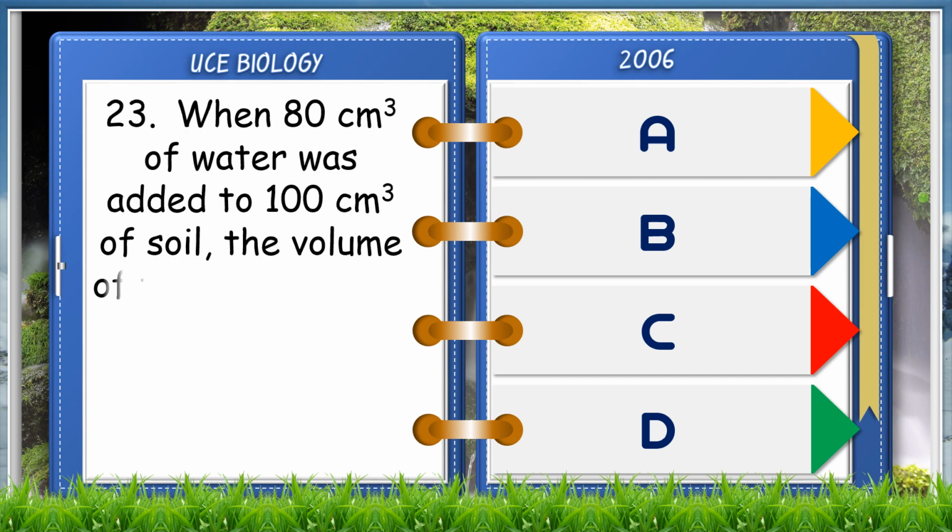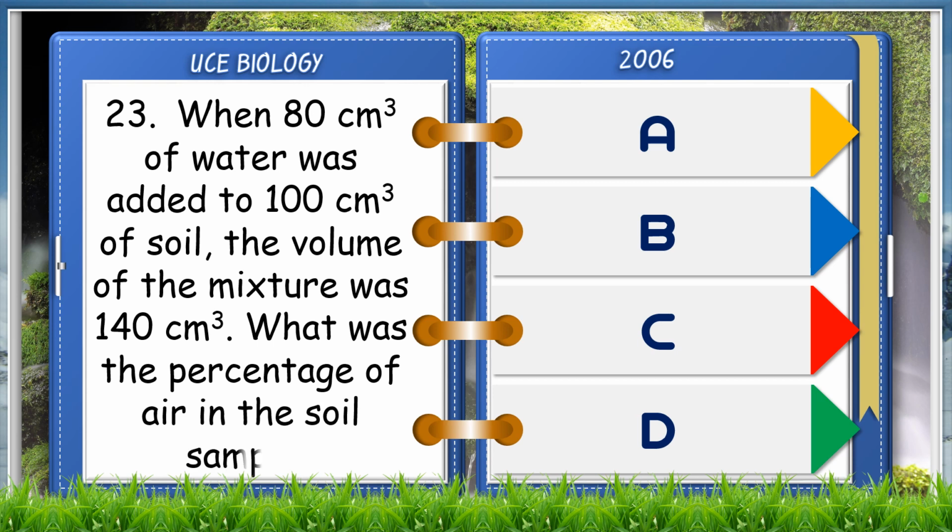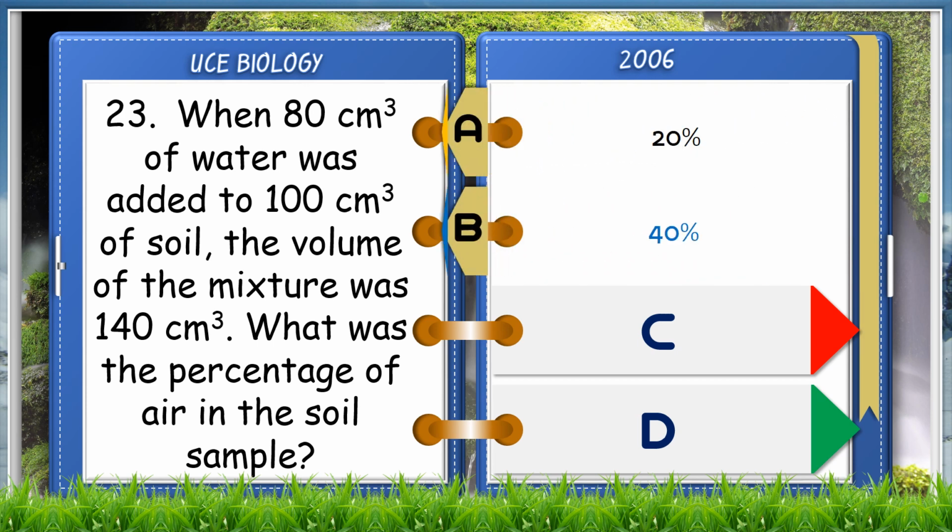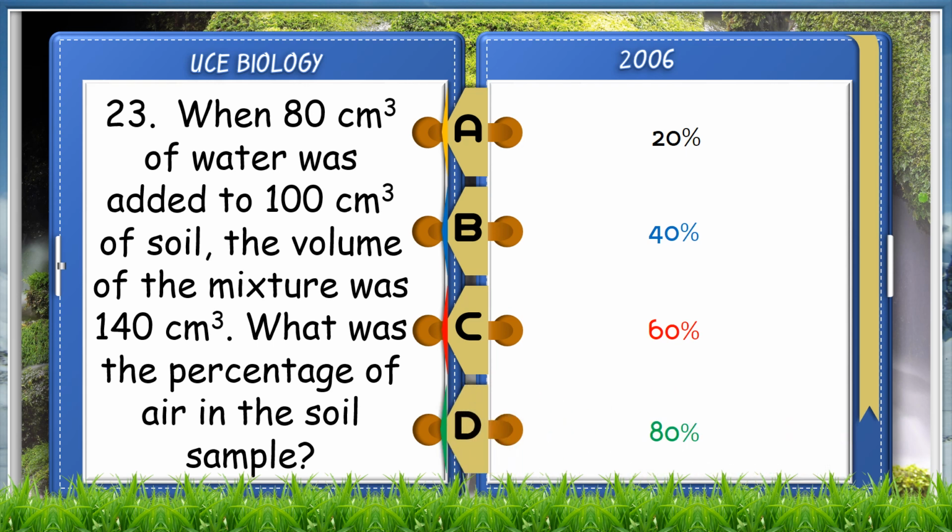When 80 cubic centimeters of water was added to 100 cubic centimeters of soil, the volume of the mixture was 140 cubic centimeters. What was the percentage of air in the soil sample? A. 20%. B. 40%. C. 60%. D. 80%. The answer is B. 40%.